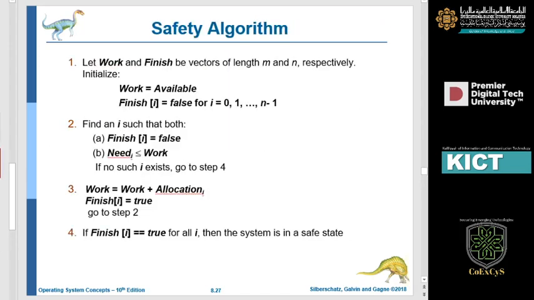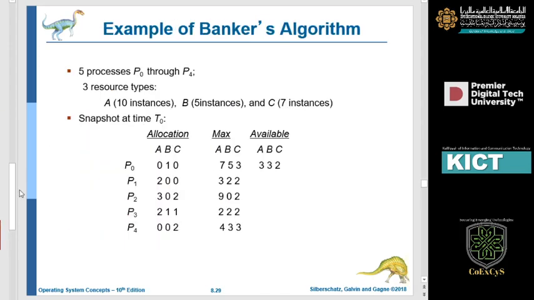Previously this is a bit confusing with just words, so let me show you by an example. Assume that we have 5 processes, P0 to P4, and 3 resource types: resource type A, resource type B, and resource type C. For the first resource A, we have 10 instances. For the second resource, we have 5 instances. And for the third resource, we have 7 instances.